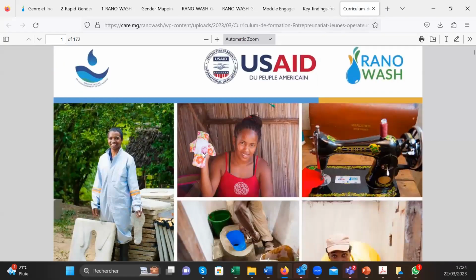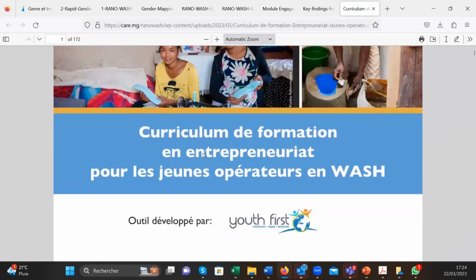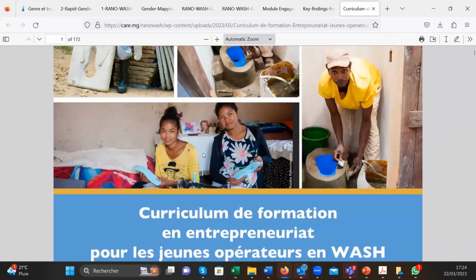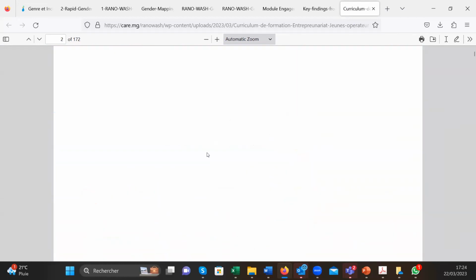The training curriculum that was used to train the young operators in the field that we consider young operators. Women are part of those operators, youth and women exercising activities like local masons, seamstresses, or taking care of monoblocks in the communes of intervention of the project.